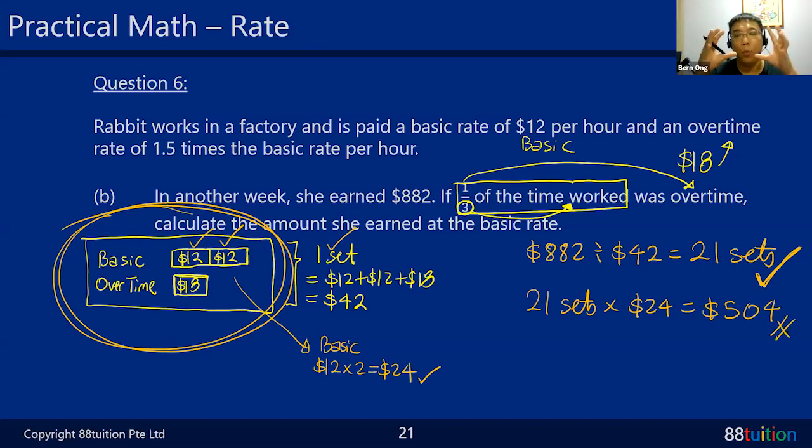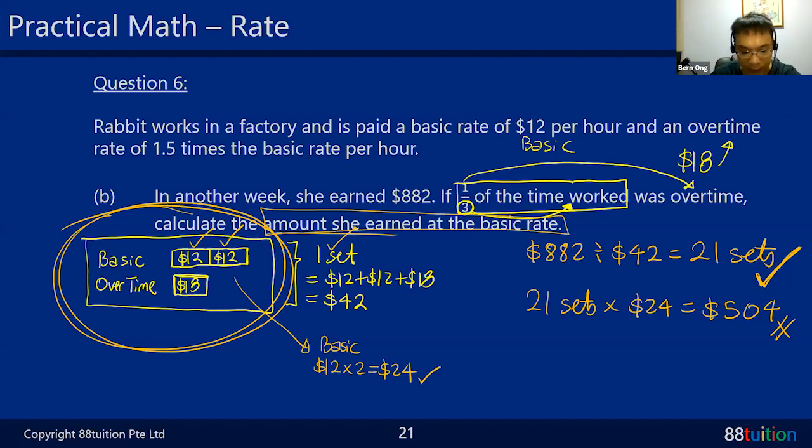All right, so every one set must have 2 basic hours and 1 overtime hour. So one set consists of $42, because 2 basic is 12 plus 12, then 1 overtime is plus 18. So one set is 42. You must ask yourself, inside the $882 that she earned that week, how many 42s are there? 882 divided by 42, there are 21 sets. Inside this, $24 is from basic. So 21 sets times $24 is 504. That's the basic amount she earned. Can you see?